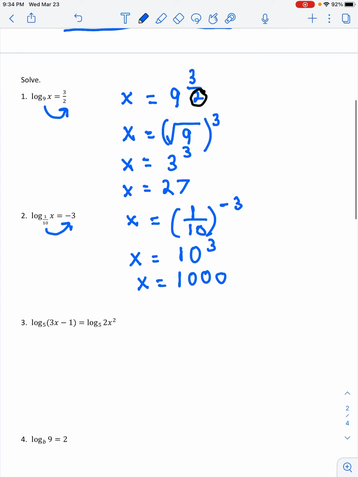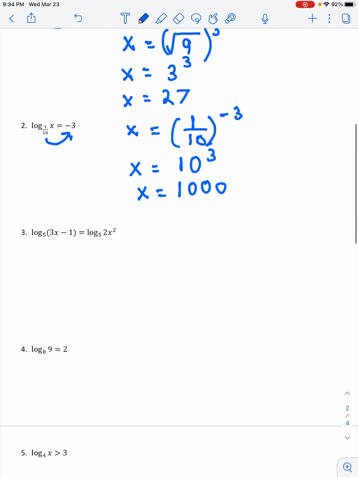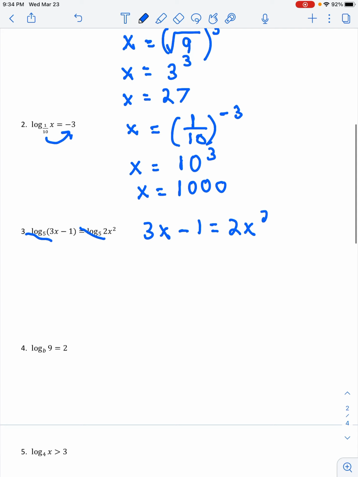Good. Going on to number 3. So in number 3, this problem is not like 1 and 2. We have actually logs of the same base on both sides. Log base 5 of 3x minus 1 equals log base 5 of 2x squared. Since they're both log base 5, that can cancel out, and we would set the arguments 3x minus 1 equal to the argument 2x squared.